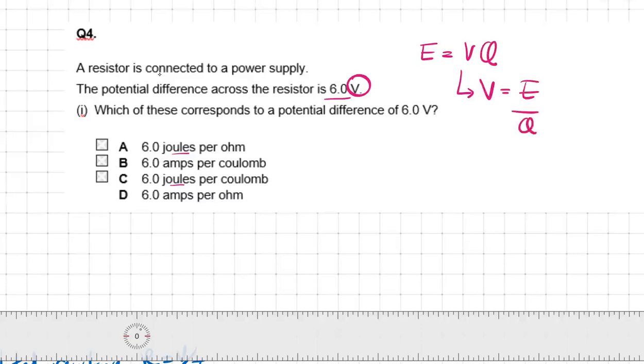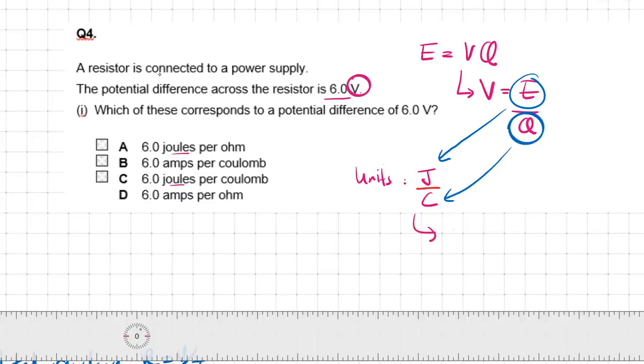Now, what's the unit for E? It's joules, yeah? So the unit for E, let me just circle it so you know, the unit for energy is joules. Now what I'm doing, I'm dividing it by Q. What's the unit for Q? Q is charge. Q is coulombs. So therefore it's going to be joules per coulomb. So therefore the answer will be C.